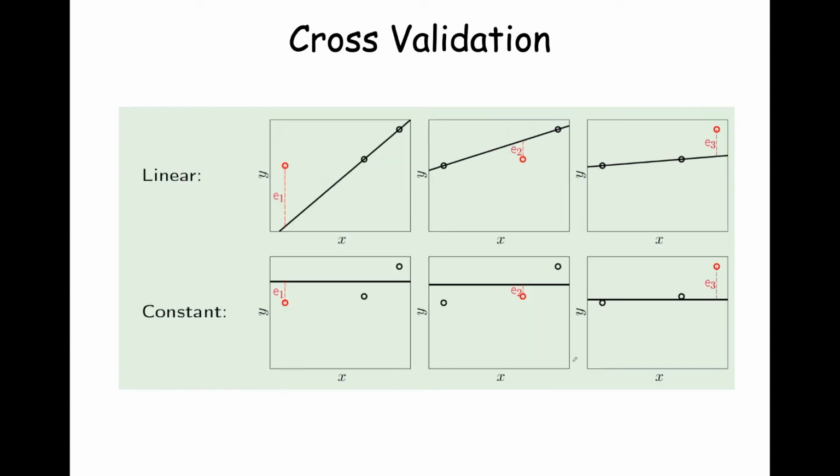Okay, so let's see this in action. We'll go back to an example we talked about much earlier. We have a linear hypothesis set, and we have a constant. So this is a line in the plane. This is just a constant line.